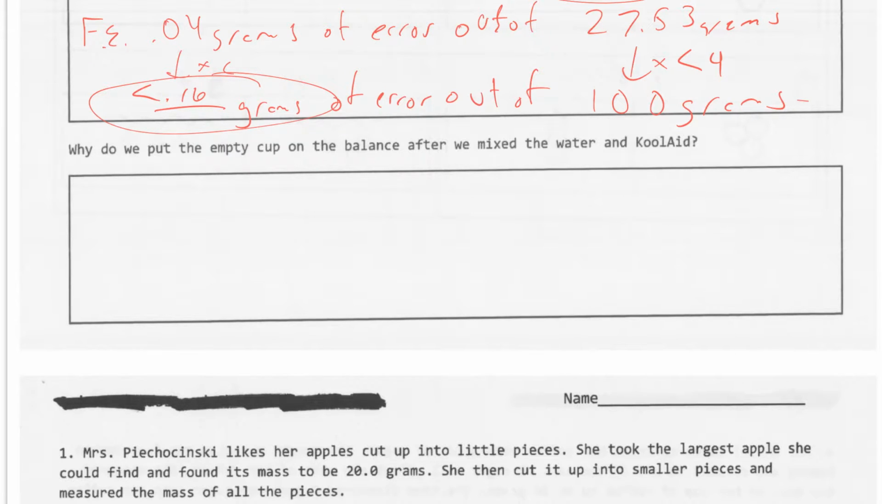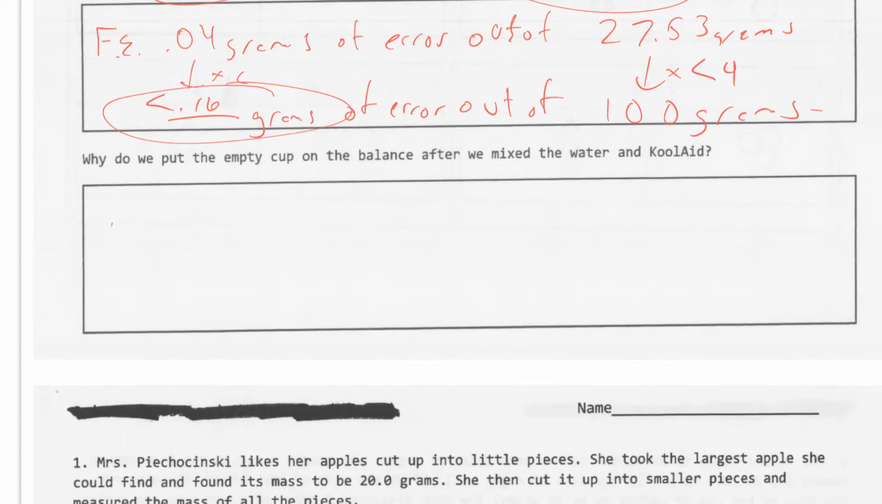Why do we put the empty cup on the balance? Because we want to make sure that we mass the whole system. And because that cup was part of the original system, we want to make sure that it's part of the ending system.